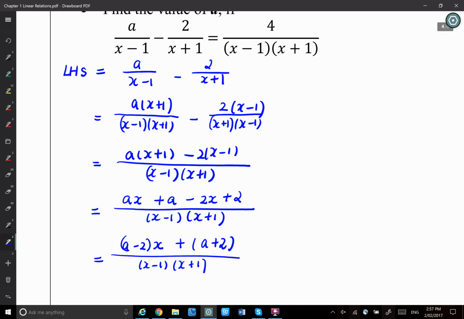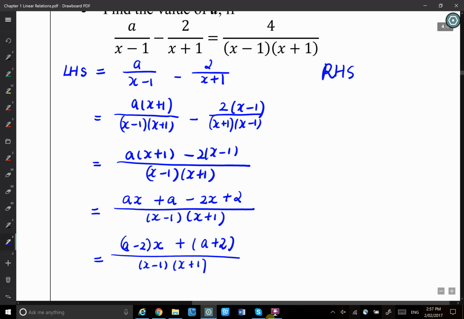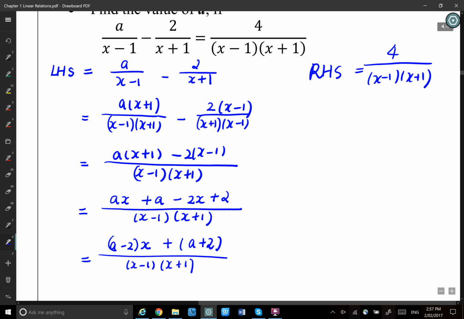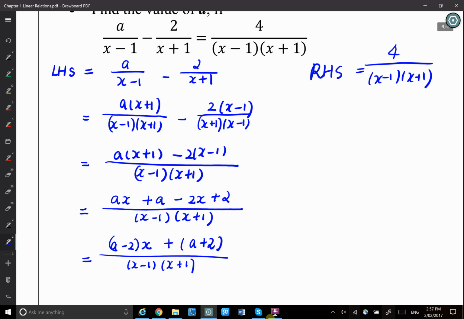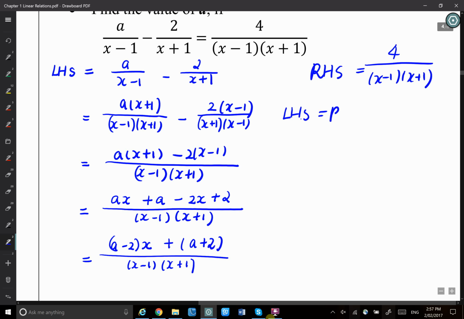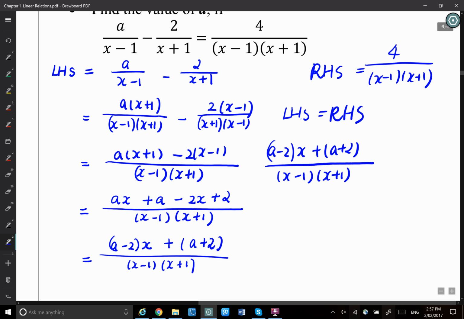So what does my right hand side equal to? My right hand side equals to 4 over x minus 1 and x plus 1. That's what you see from the right hand side. So left hand side equals to right hand side. That's what you know from the beginning, right? So what you have is a minus 2 x plus a plus 2 over x minus 1 times x plus 1 equals to 4 over x minus 1, x plus 1.